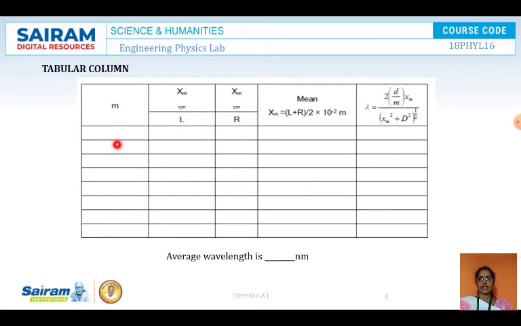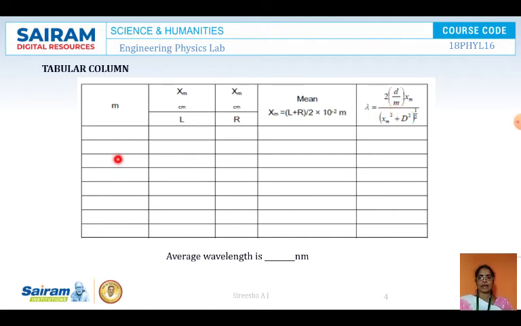Similarly for the second order, for the second spot from the central bright fringe, M is nothing but the second order. Note down the reading of the left side as well as the right side. For a particular order you have a left side reading and a right side reading. Take the average of left and right, XM is L plus R by 2, and substitute the value over here. When you do the second order, you have to ensure that M is 2.